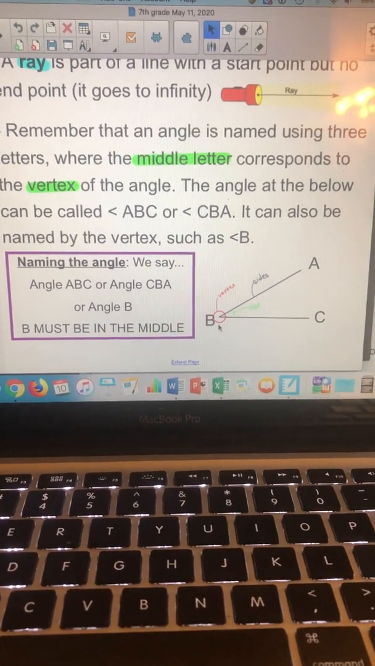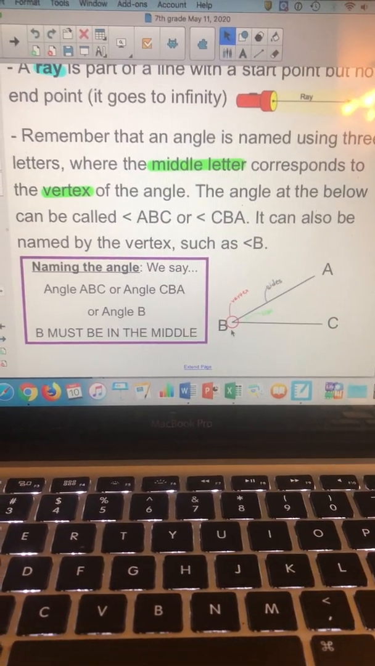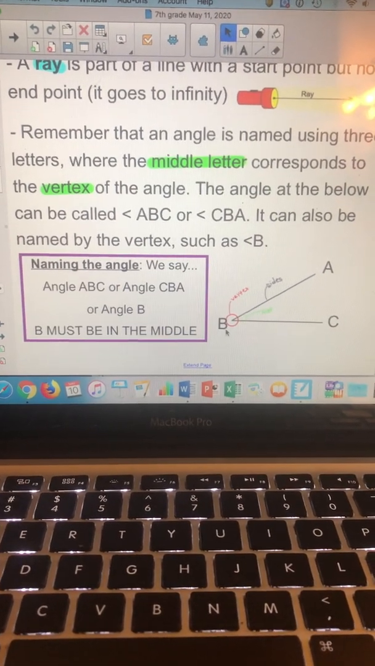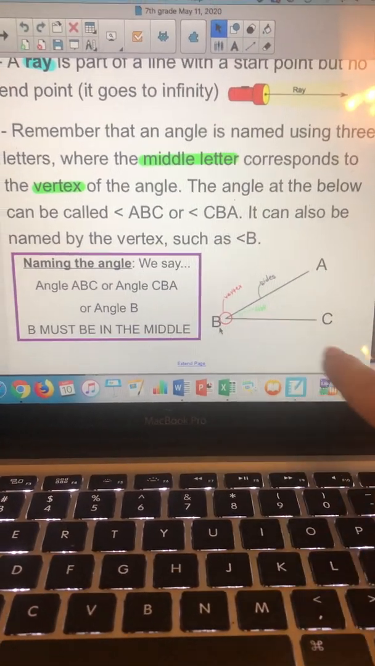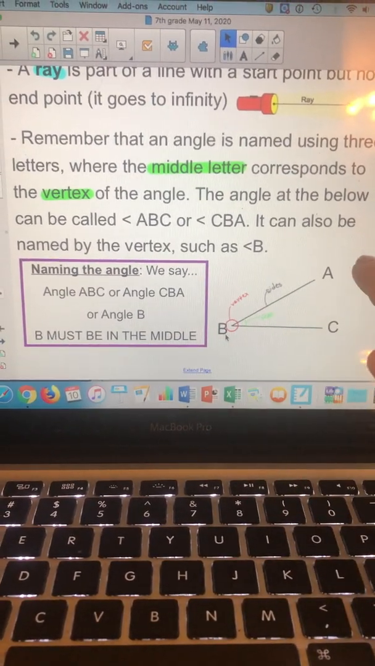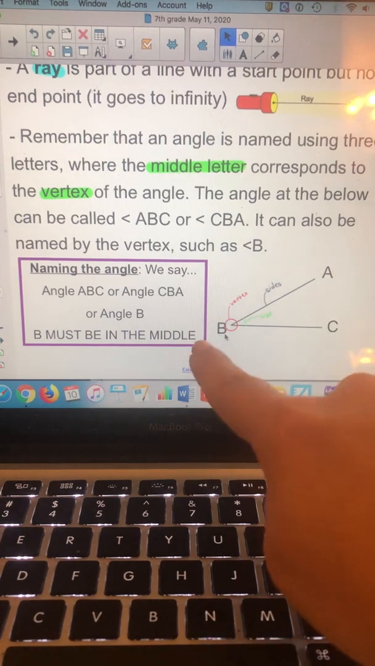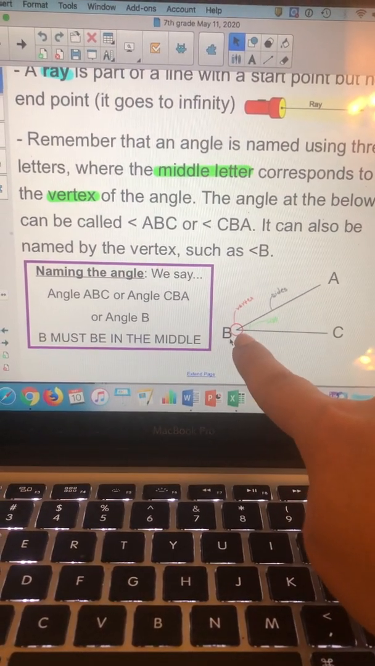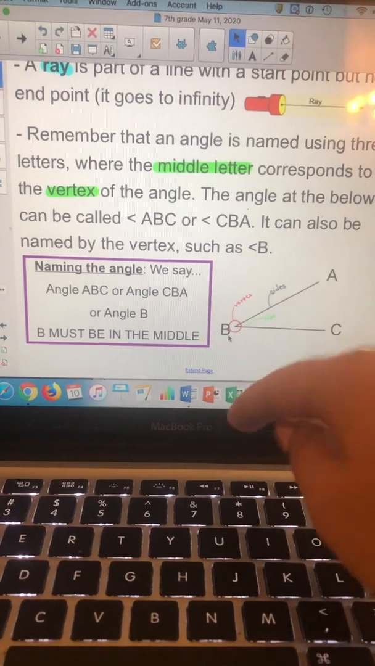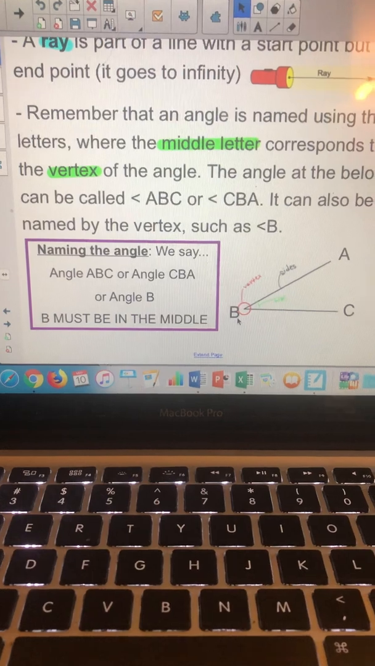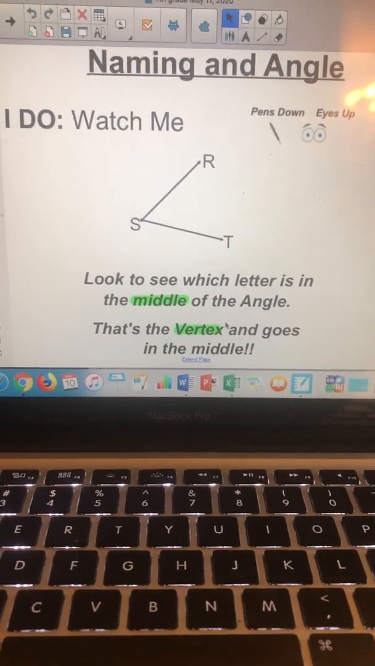Okay, so remember that we name an angle using 3 letters, where the middle letter corresponds to the vertex of the angle. The angle below, shown here, we can call it ABC or CBA, and it can also be just called angle B, which is the vertex. But you need to make sure you always put the vertex in the middle when classifying the name of the angle. Okay, so we're just going to do a couple of practice of that.